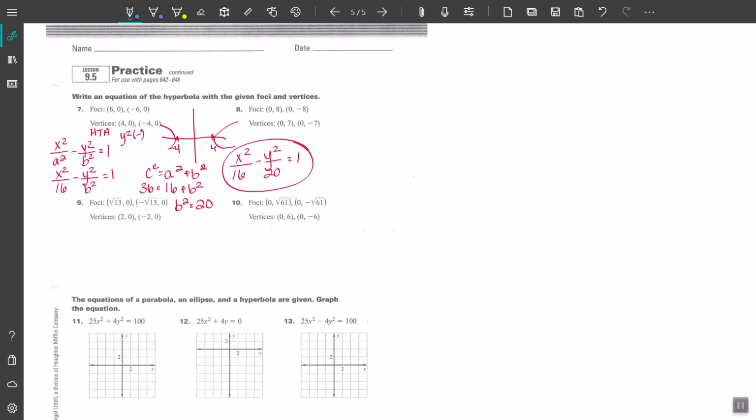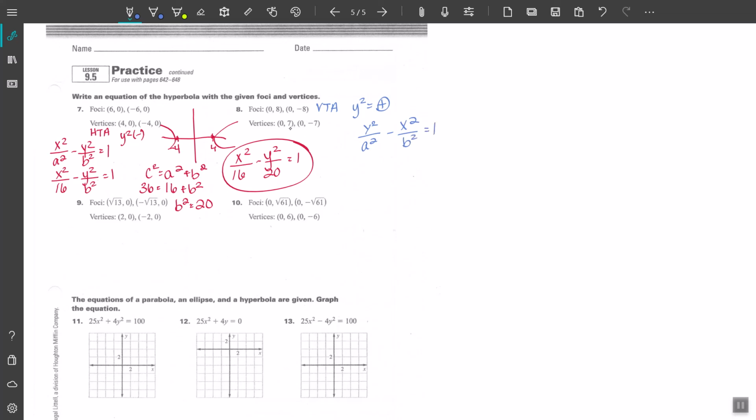You can see in number 8 that we have the reverse situation. In this situation, our foci are lying on the y-axis at 8 and negative 8. So this means that we have a vertical transverse axis. If we have a vertical transverse axis, then according to our notes, that means that our y squared term is positive, and because of that, we know that we are dealing with the standard equation where the y squared is the first term. So y squared over a squared minus x squared over b squared.